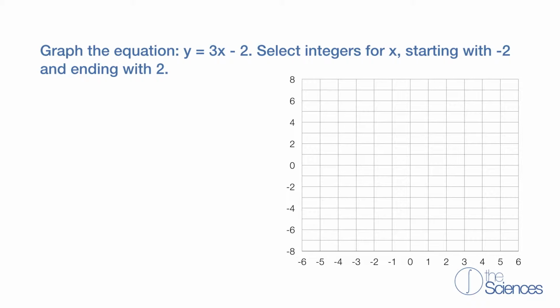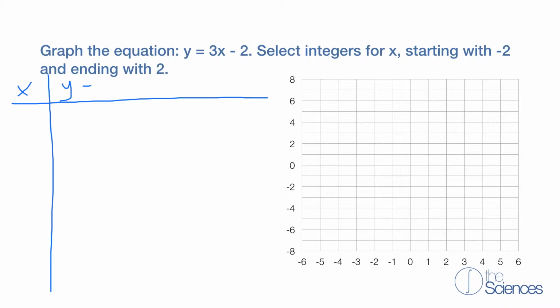Graph the equation y equals 3x minus 2. Select integers for x starting with -2 and ending with 2. So our first step is to find several ordered pairs that are solutions of the equation. So we're going to start with -2. So here we're going to find our plots for x, y, which is 3x minus 2, and our plot of x and y.